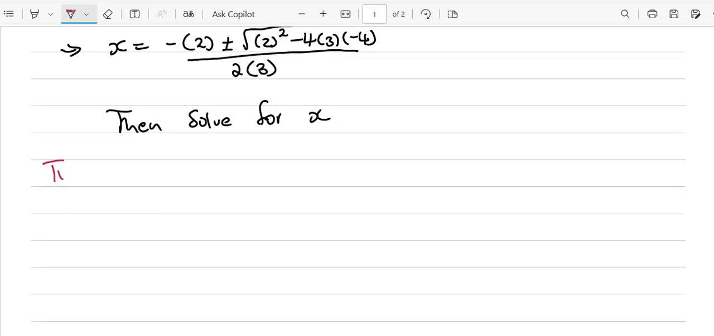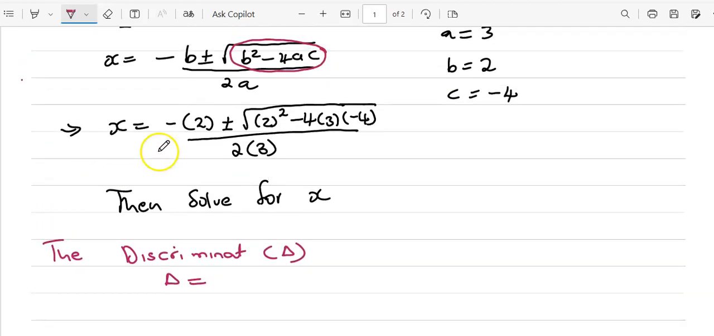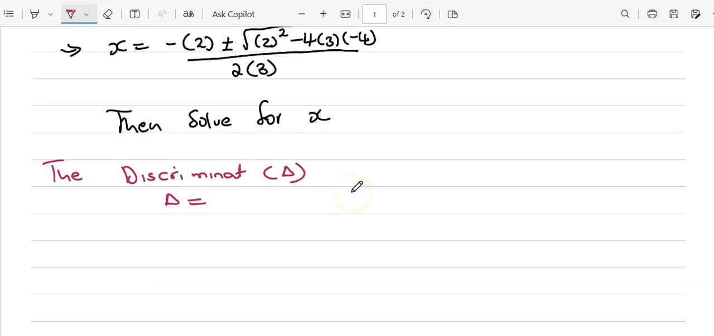The discriminant. The discriminant is indicated by delta. Delta equals what you have inside the square root. Remember, inside the square root is b squared minus 4ac. So the discriminant is equal to b squared minus 4ac. In an exam, you'll be required to calculate the nature of the roots. In order to do that, you need to understand the discriminant. Remember, this is just an introduction to the nature of the roots.